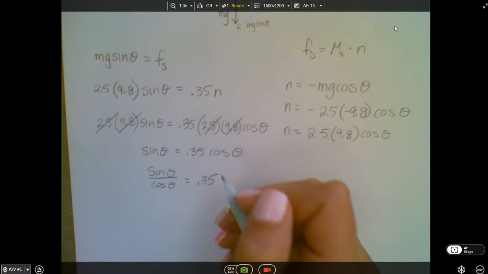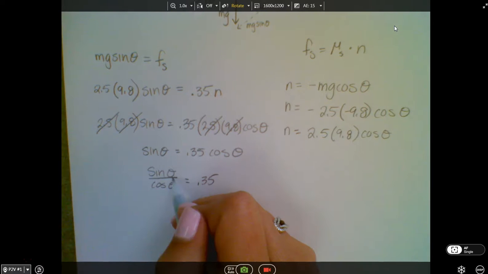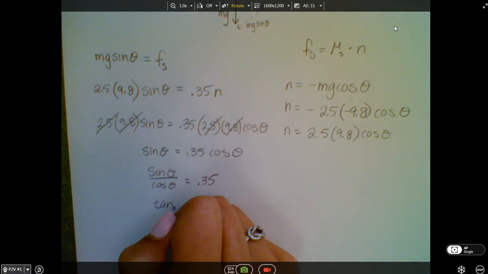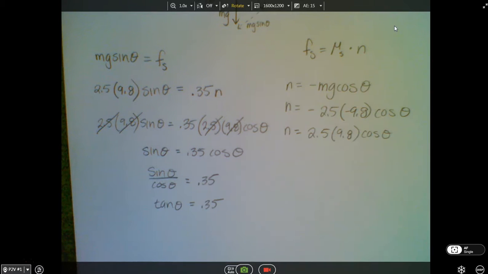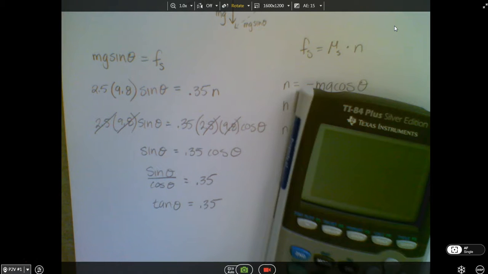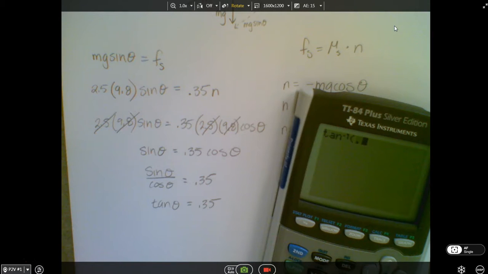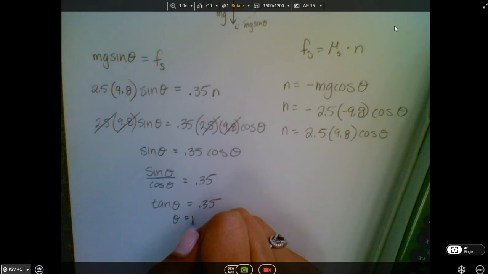And hopefully trig has been our friend, and we know that this is tangent theta. This is a pretty uncommon type of problem to have this trig in there, but it's worth doing. So I'm just going to do the inverse tangent of 0.35, and I'll get that theta is equal to 19.3 degrees.